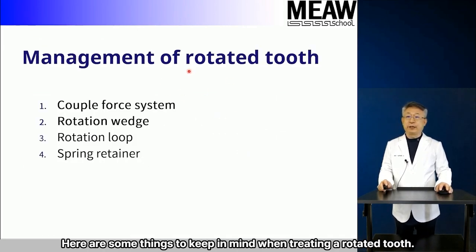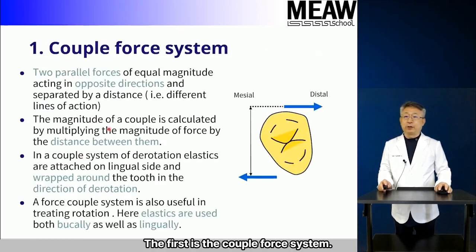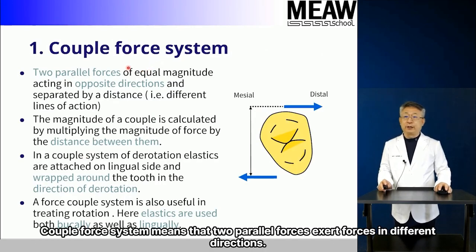Here are some things to keep in mind when treating a rotated tooth. 1. Couple force system. 2. Rotation wedge. 3. Rotation loop. 4. Spring retainer. The first is the couple force system. Couple force system means that two parallel forces exert forces in different directions.